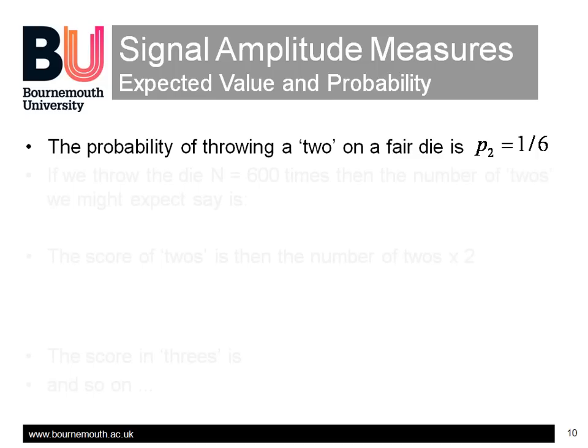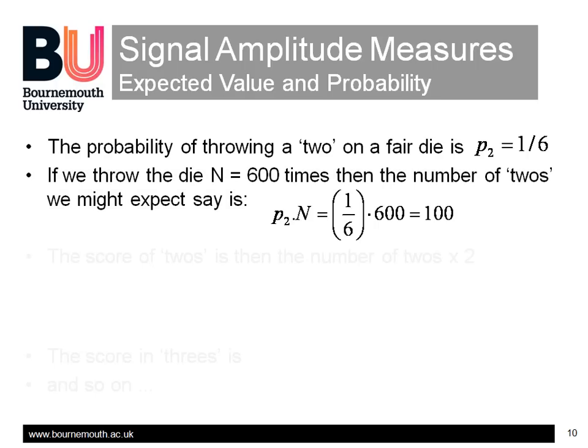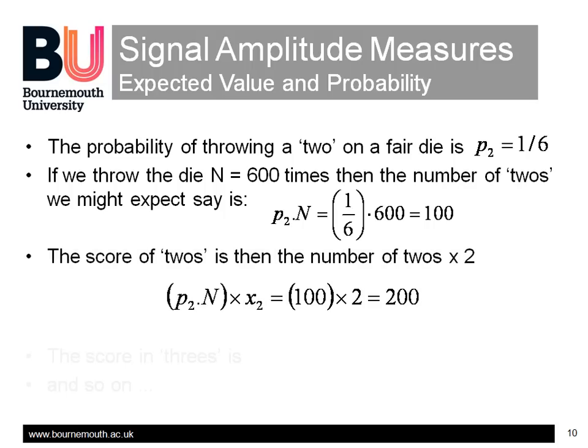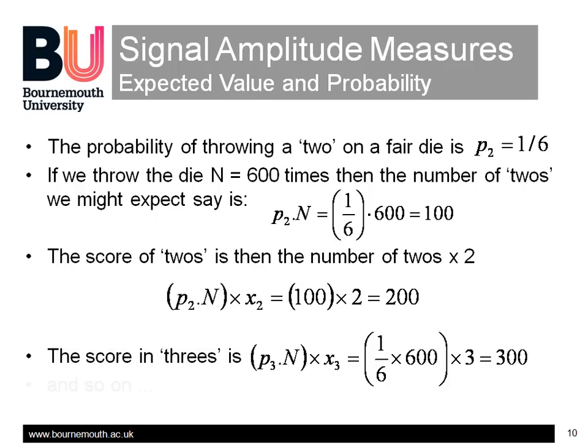The probability p of throwing any number is p equals 1 upon 6. If we throw the die n equals 600 times, say, then we can expect to get p times n of any number, that is, 1 over 6 times 600, or 100 ones, as well as 100 twos, 100 threes, and so on. We can then count up the score achieved by each number as the number of times it comes up, pn, times the face value x, so that the score in 2s, say, is pn times x equals 2, or 200. The score in 3s is 300, and so on.